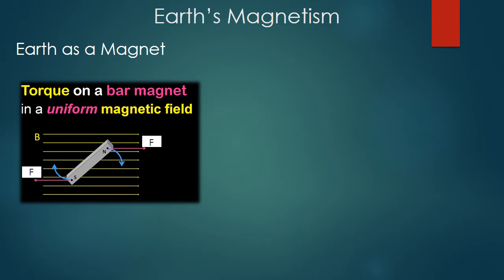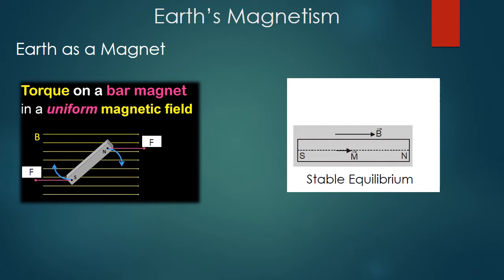If we consider a small magnet in this magnetic field, then in the figure you can see two forces will act on this magnet in opposite directions. These two forces make a torque, and this torque rotates the magnet. Finally, the magnet will align in the direction of the field, which you can see in the next figure.